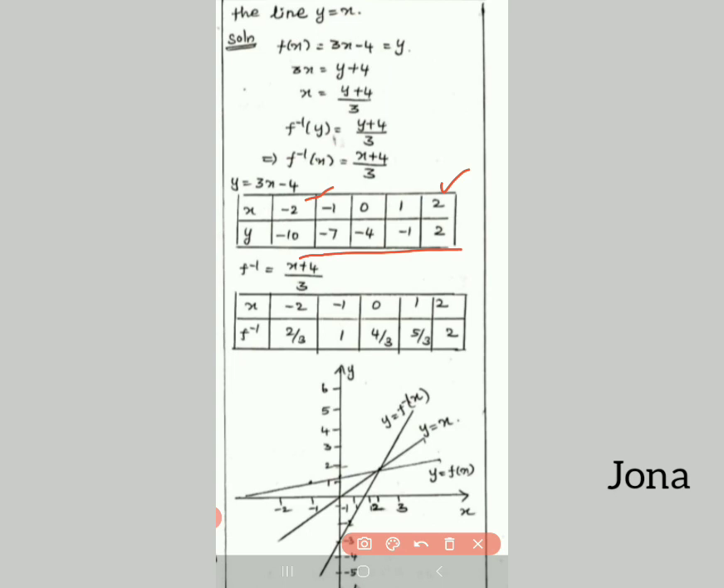So I want to plot the points in the graph now. First I want to put the graph there, y equal to 3x minus 4. That y is nothing but f of x, isn't it? So I can get the value of this. Here I got this line. This is the line for y equal to f of x.